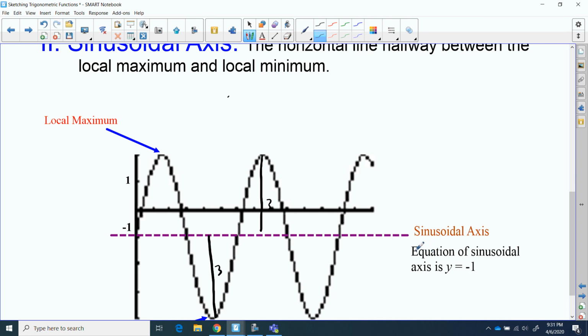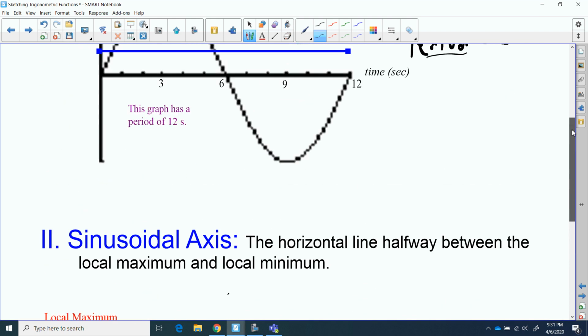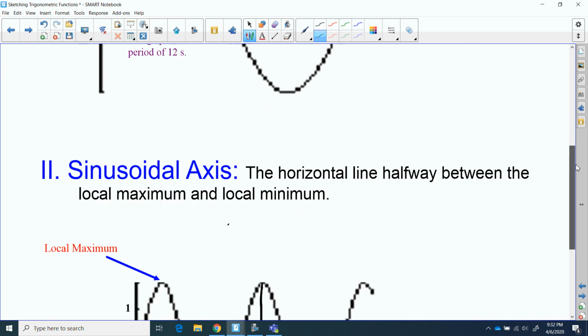It's important that you always describe these properly. Don't just say the sinusoidal axis is -1. That doesn't describe a horizontal line. So the sinusoidal axis you'll see here is y = -1. It's always going to be y equals the number that it's cutting through on the y scale. So that's the sinusoidal axis. Okay, so that slide, 2 terms, period and sinusoidal axis.